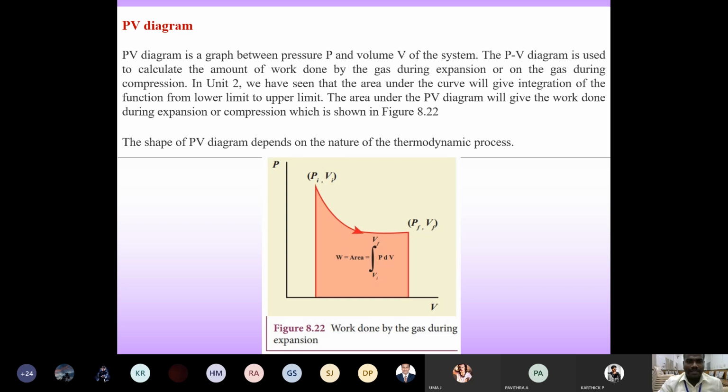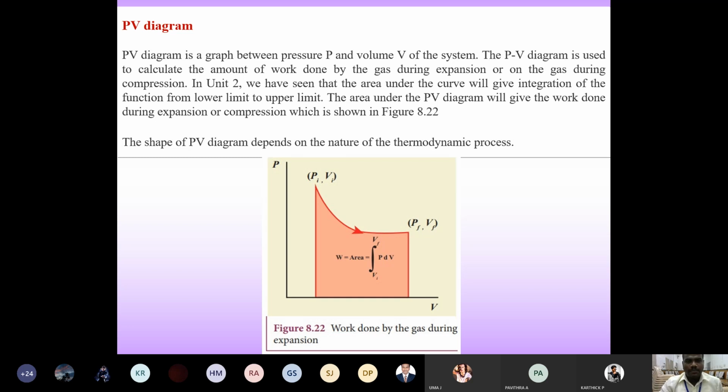So let me explain the PV diagram. The PV diagram is the graph between pressure and volume of the system. It is used to calculate the amount of work done by the gas during expansion. You know what expansion is and what compression is, and in both cases we can calculate the work done. You know how to calculate the integration from mathematics. The area under the PV diagram will give you the work done during expansion and compression.